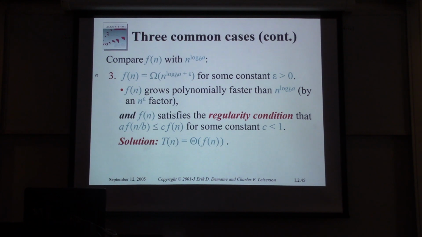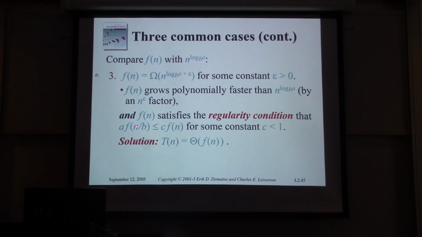Recursive input is divided by b. Okay, so who gets the input n over b? What level? Let me ask you this. Level 1. How many times? 8 times. Okay, so f of n over b.